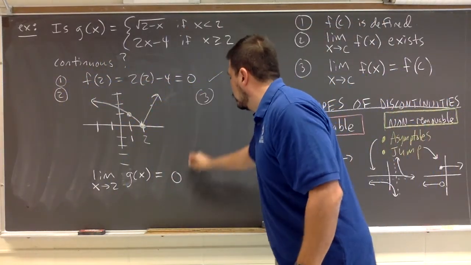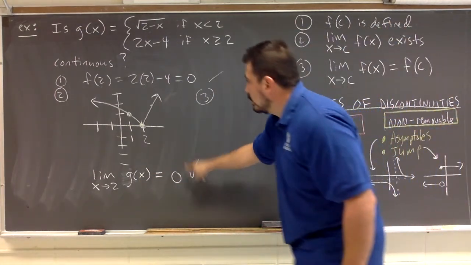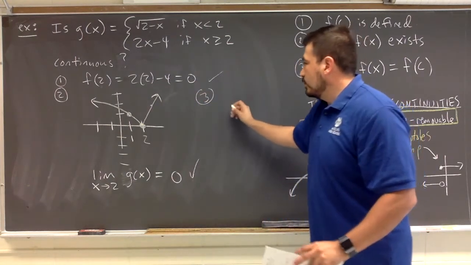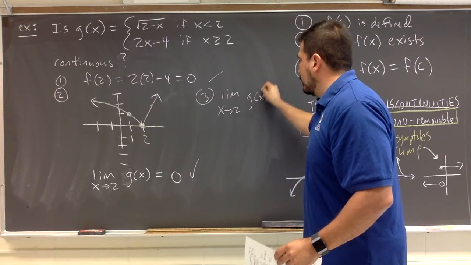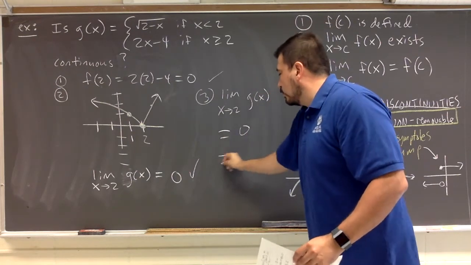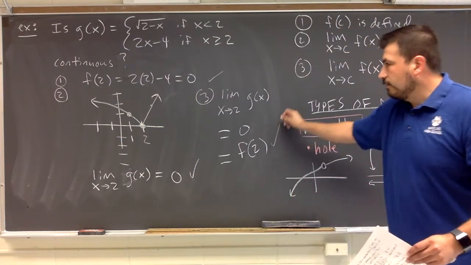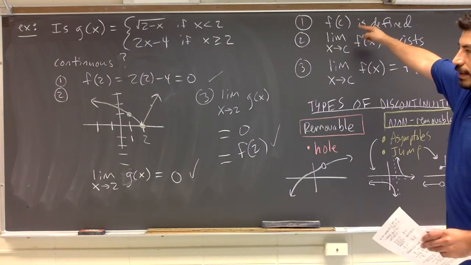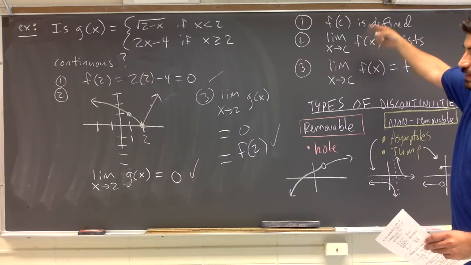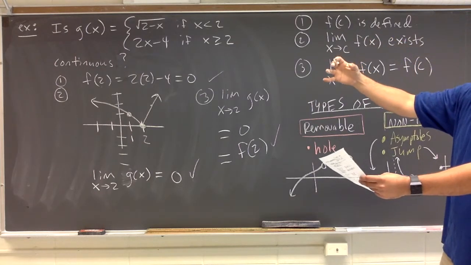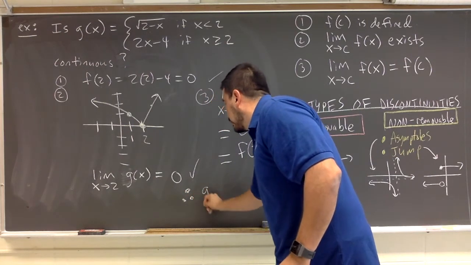Third condition, not only does this limit exist, this limit actually has the same value as the function. So now we can say that the limit as x approaches 2 for g of x equals 0, which also happens to be the value for f of 2. Okay? And so for these three reasons, f of 2 is defined, the limit at 2 exists, it's equal to 0, and those match, that's the third condition, then we can say g of x is continuous.